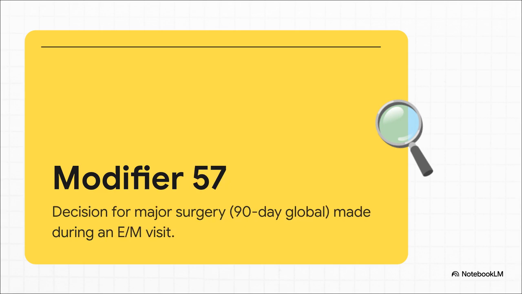Next up is modifier 57. Think of this as your decision for surgery modifier. It applies specifically when an E&M visit directly results in the decision to perform a major 90-day surgery within the next 24 to 48 hours. This is completely different from just routine pre-op clearance, right? It's used for that exact encounter where the critical decision-making actually happens.